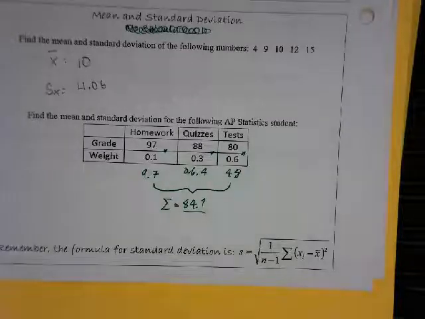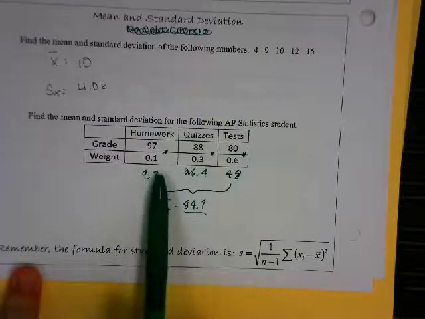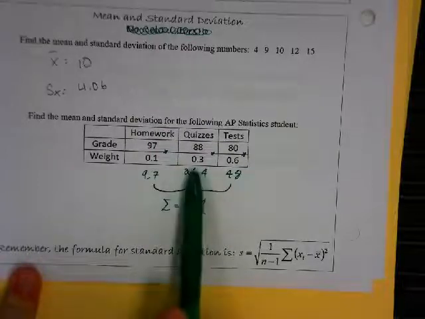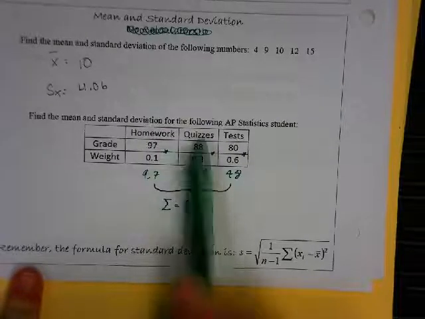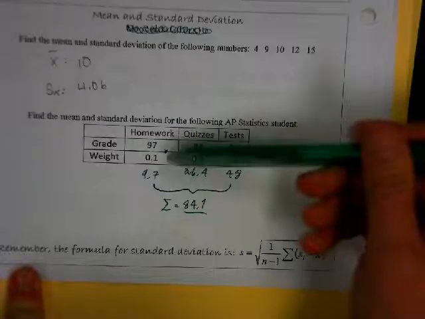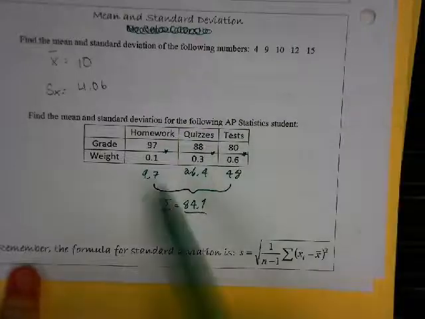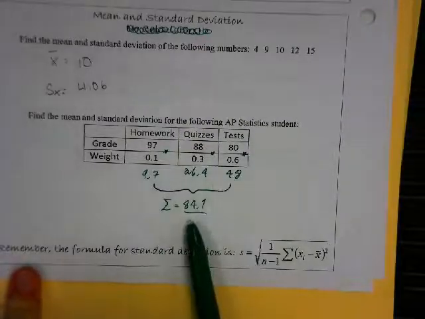So when you're working with grades and it's got weights, so 10% of the grade comes from homework, 30% of the grade comes from quizzes, 60% comes from tests. You change the percents to decimals and then you multiply them, and then you can add them together to get your overall grade in the class. So this kid has an 84.1.